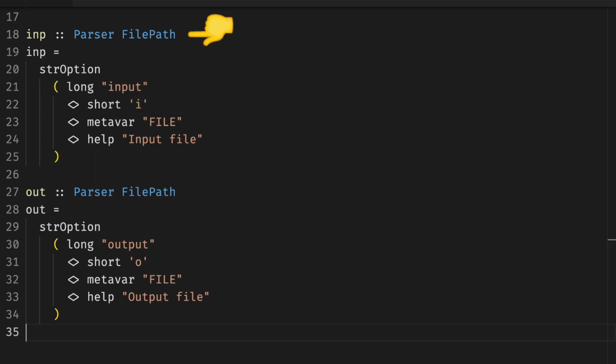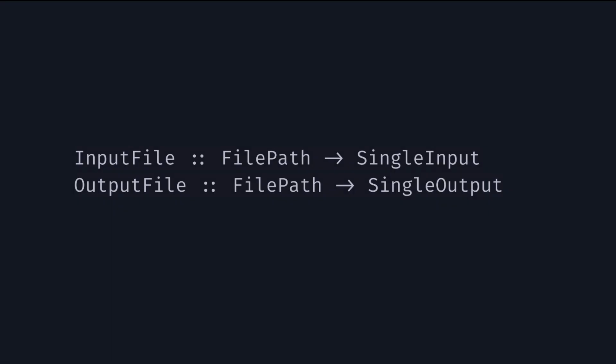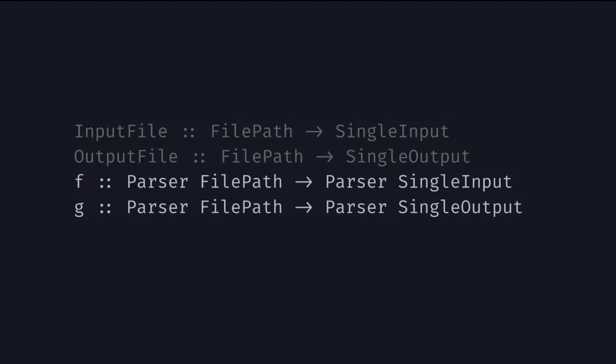For the data type we've defined, having a parser of file paths takes a good step in the right direction, but it's not exactly what we need for convert single. We need a parser for single input and a parser for single output. If we had a file path, we could have converted it to single input by using the input file constructor. Because remember, input file is also a function. However, to convert a parser, we need functions with these types. We need to go from a parser of file path to the parser of single input and the output.